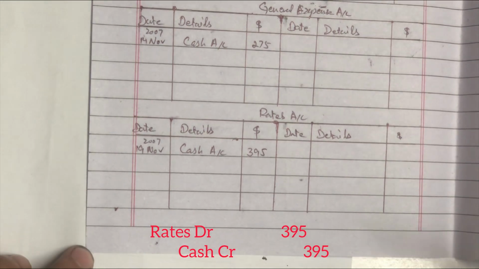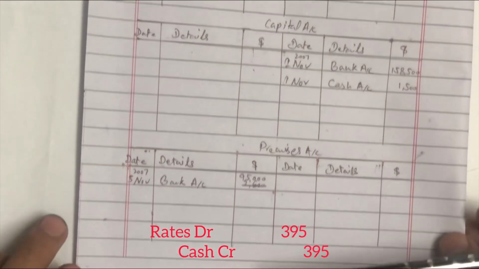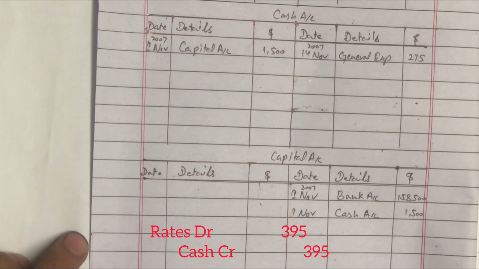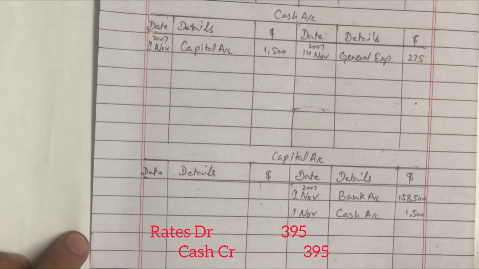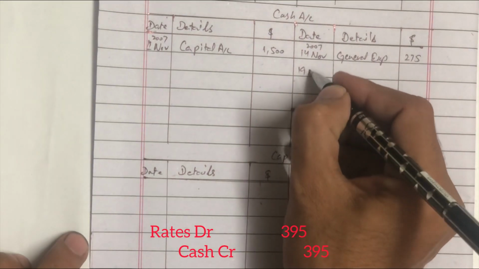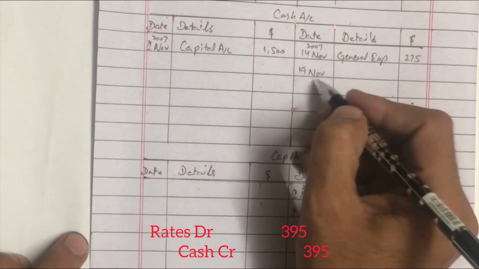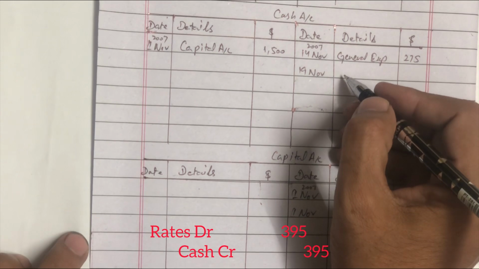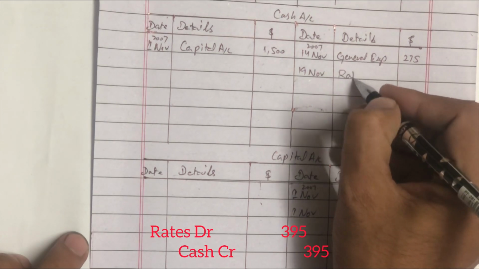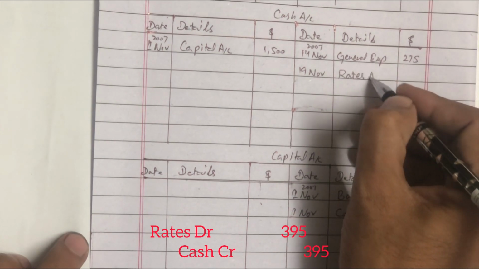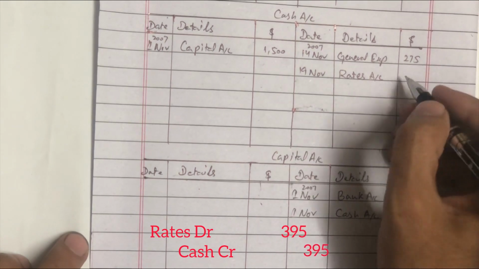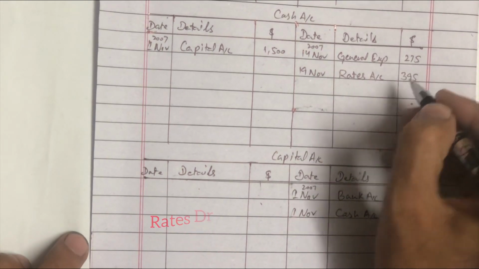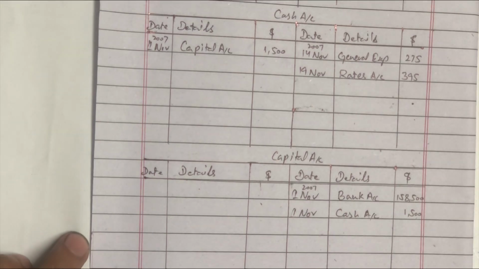Now we need to again record this on the cash account as well, so I'll come back to the cash account here. So that's on 19th of November, because the cash is going to be credited, so I will record on the credit side, and this is because of the rates this time. So rates account, and the amount is 395. So we are done with this transaction here.